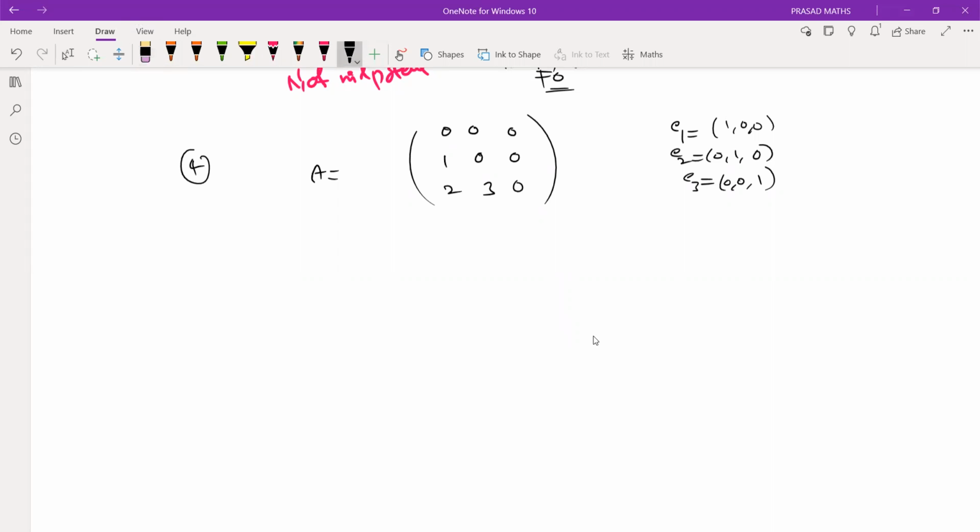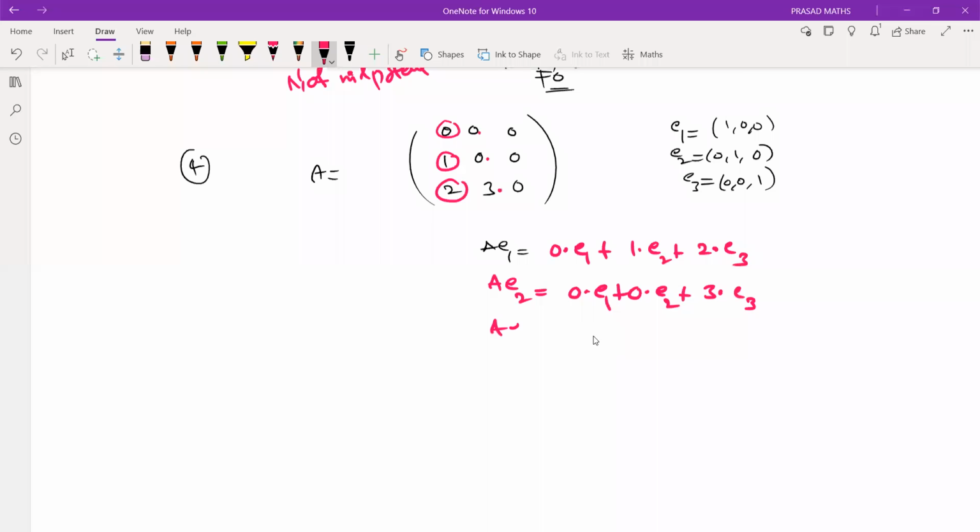One can compute this directly, or else use the shortcut. A is the matrix of the linear transformation T equals AX. So A e1 can be written as 0 into E1 plus 1 into E2 plus 2 into E3. A e2 can be written as 0 into E1, 0 into E2, and 3 into E3. A e3 is 0 into E1, 0 into E2, 0 into E3. Is this step clear to all of you? Yes, sir.